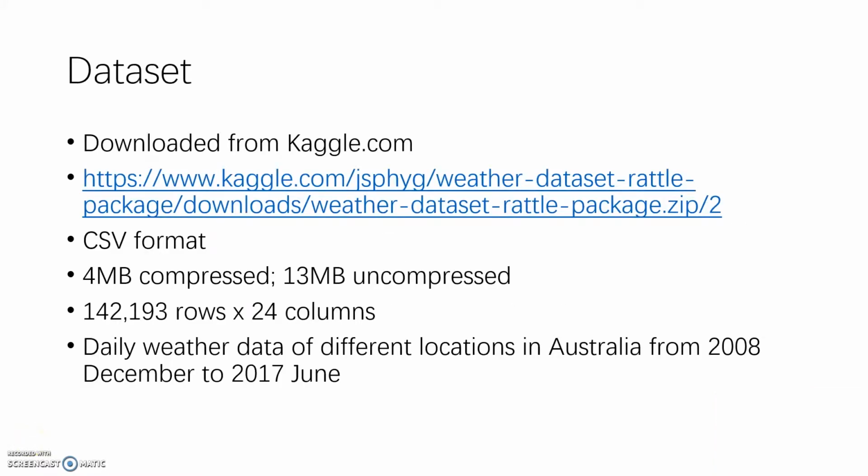First of all, the dataset was downloaded from gecko.com. It is in CSV format. The compressed size is 4 MB and is 30 MB when uncompressed. The file contains 142,193 rows and 24 columns. It contains the daily weather data of different locations in Australia from December 2008 to June 2017.